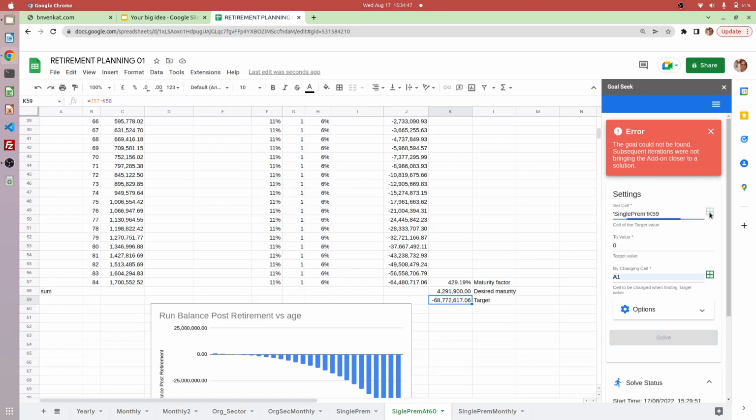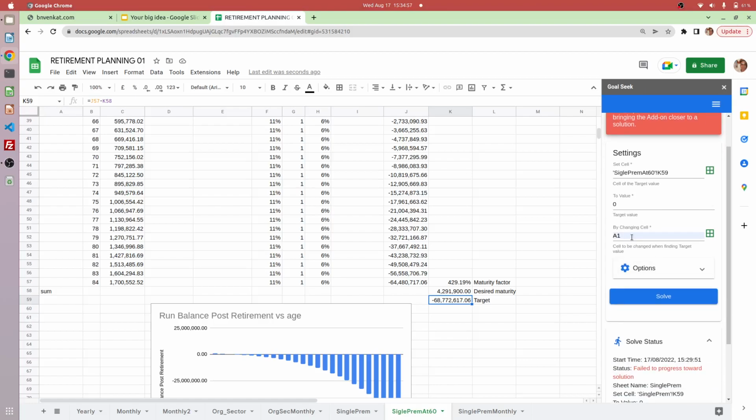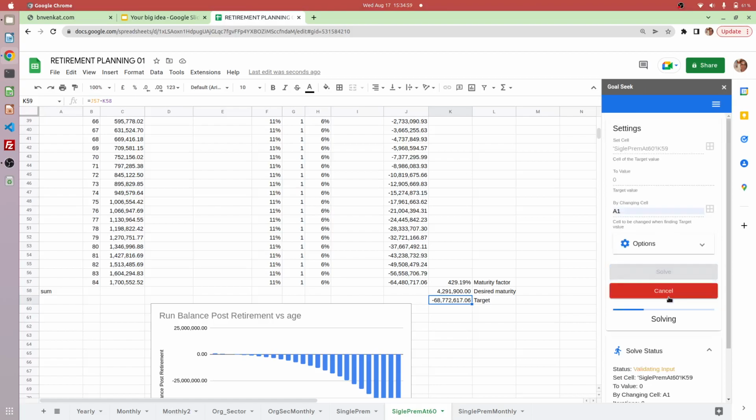Let us take this. Let us set this field. Set the target value to 0, and the changing cell is A1. Right from A1, we will see. Now let us solve.